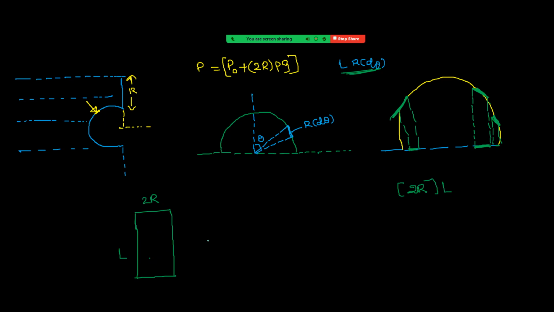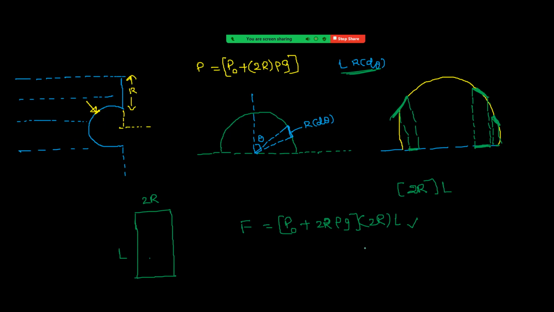That means now horizontal component of the force by liquid on the gate is equal to pressure, P naught plus 2r into rho g, into area. Area is now 2r into L. So remember, this is the projection area of this curved part. And we are going to use this logic in coming problems also. Okay. This is our final answer.